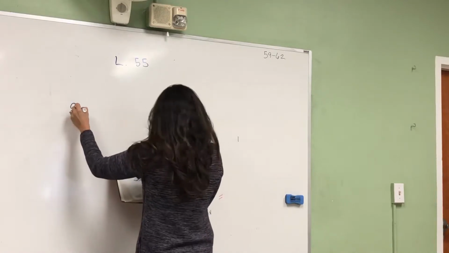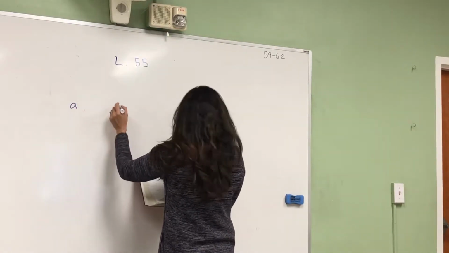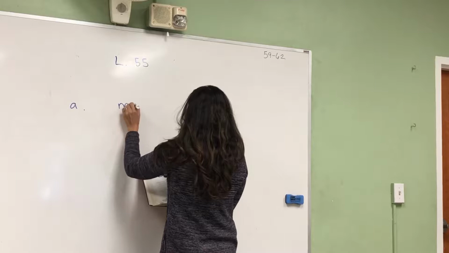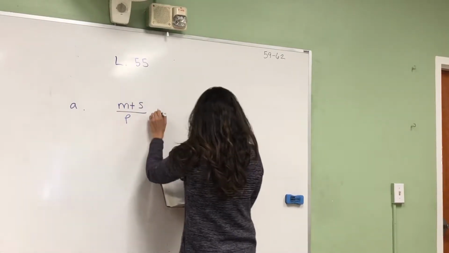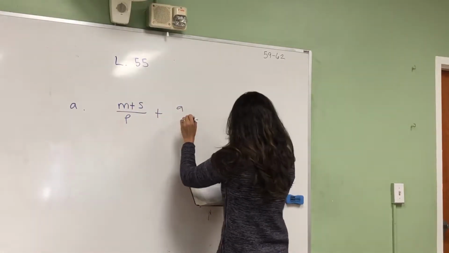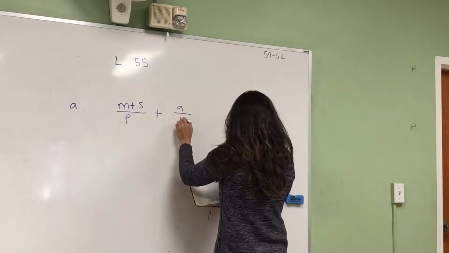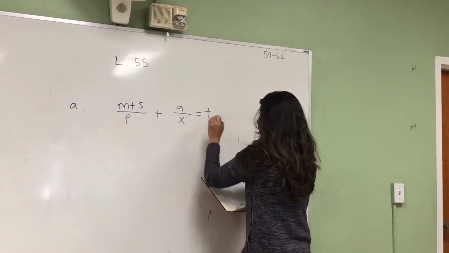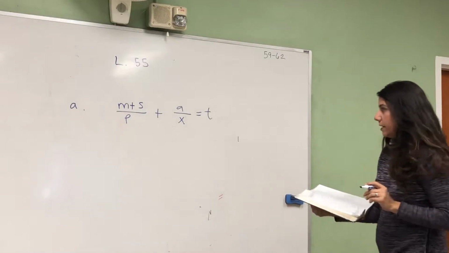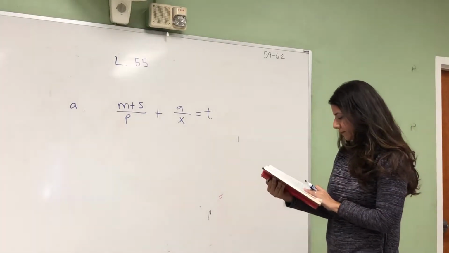So here we go. With no further ado, it says find P, and we have M plus S over P plus, where are we? Oh, page 239. A over X equals T. These are the practice problems.